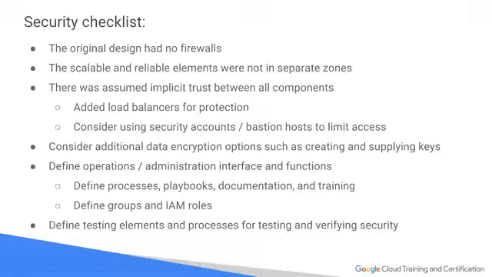Some additional considerations: we could start to encrypt our data using our customer supplied encryption keys. We can define specific operations. So if we didn't have them already, what is our process for compromise? What is the playbook? How are we going to communicate with everybody? Is our documentation up to date? Do we have the proper training? And have we isolated our users into the most restrictive groups possible that still allows functionality through IAM roles?